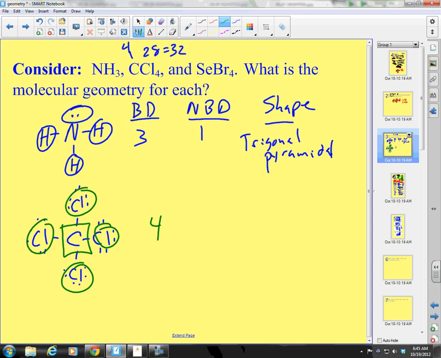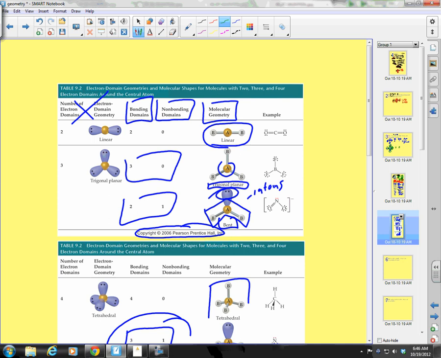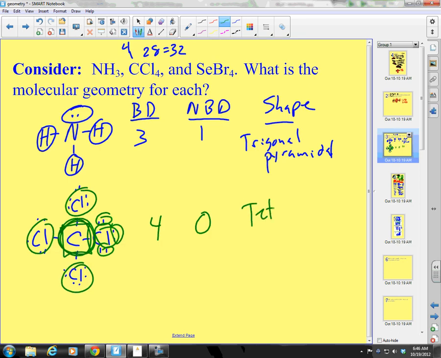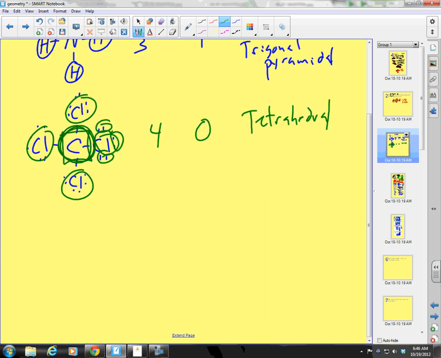Now, how many pairs of electrons are on my carbon? These guys out here on my chlorine don't count. I'm just looking at my carbon. How many unbonded electron pairs do I have there? And the answer is 0. So I have a 4, 0. When you look at 4, 0, what do we have here? 4, 0 is tetrahedral. Good.